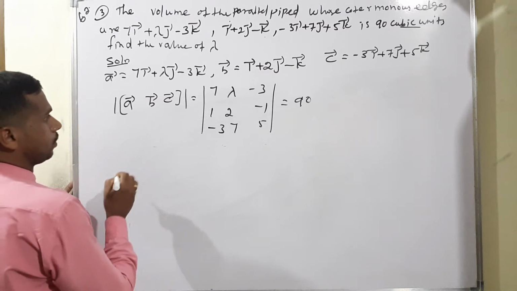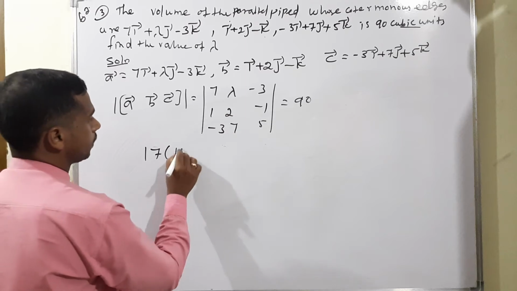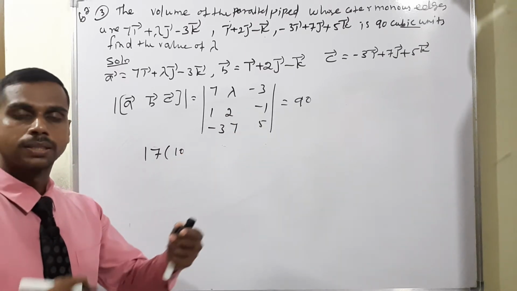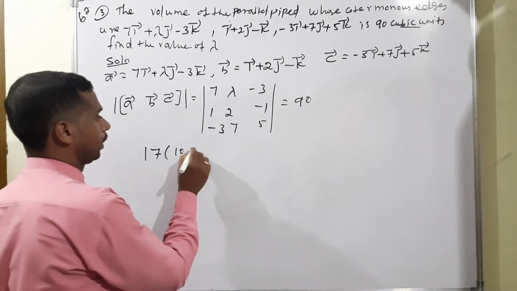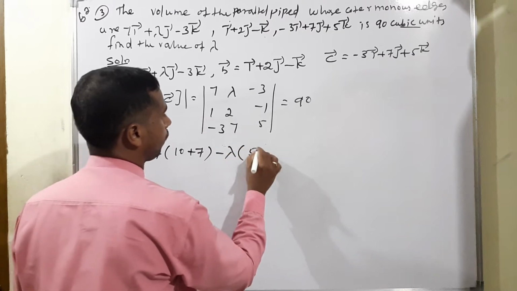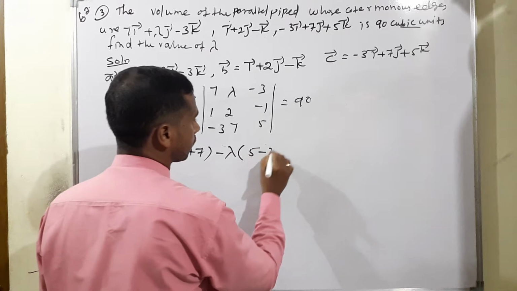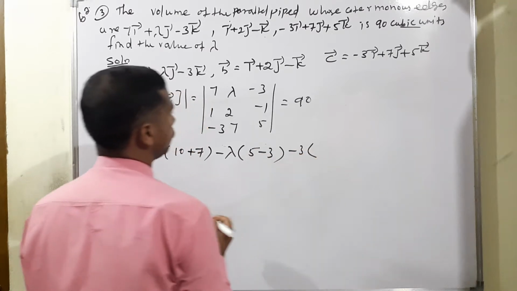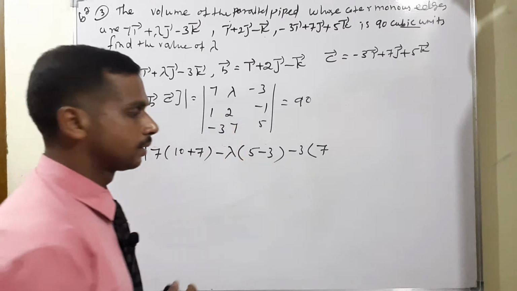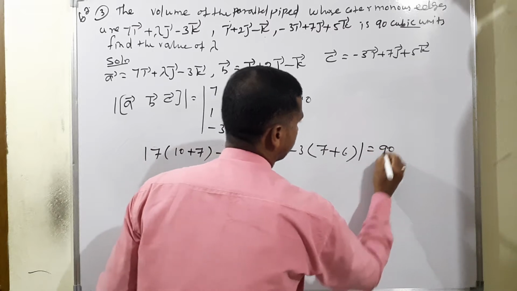Now look at the simplification of the modulus. 7 times (2 fives are 10, minus 1 into 7 means minus 7). Whenever we cross multiply, an extra minus will be added. Therefore we can write it as positive 7. Then minus lambda times (1 into 5, 5, minus 3 into minus 1 means positive 3). Again, cross multiply means the common minus. Again, minus 3 times (1 into 7, 7, minus 3 into 2 means minus 6). The common minus will be added, so positive 6, is equal to 90.